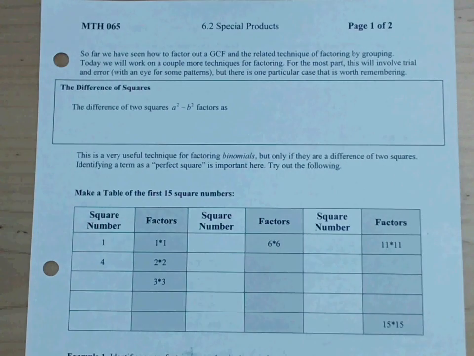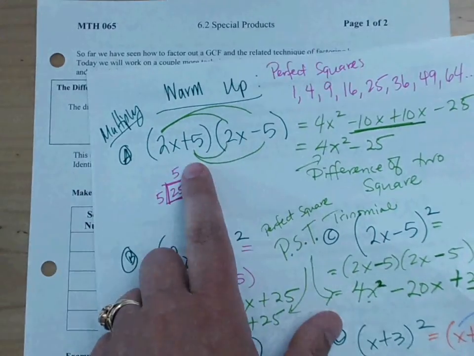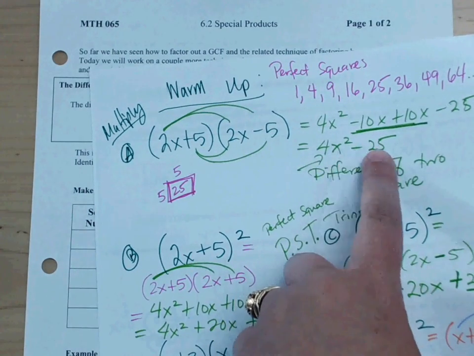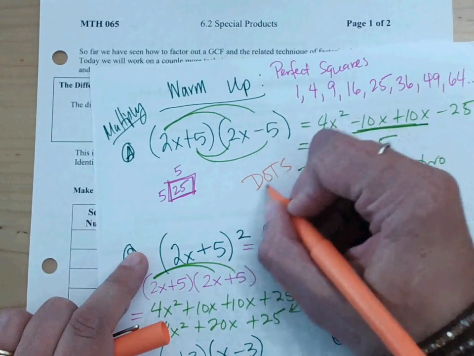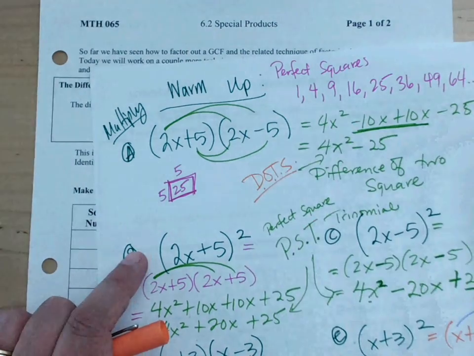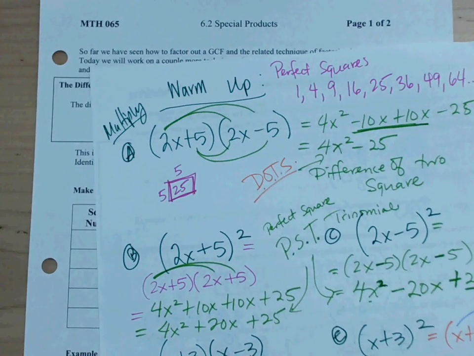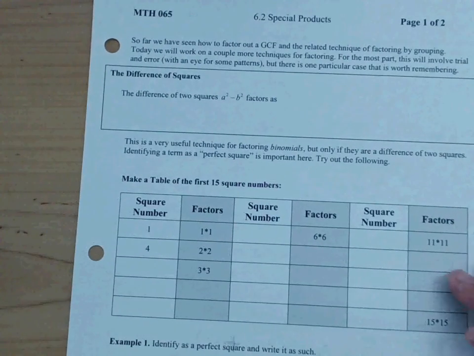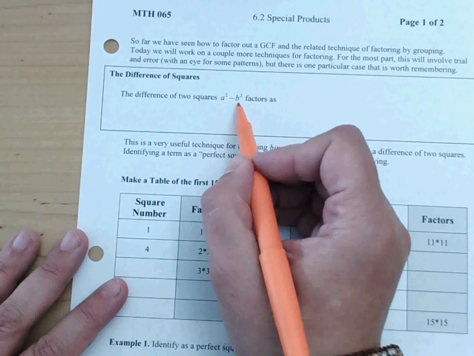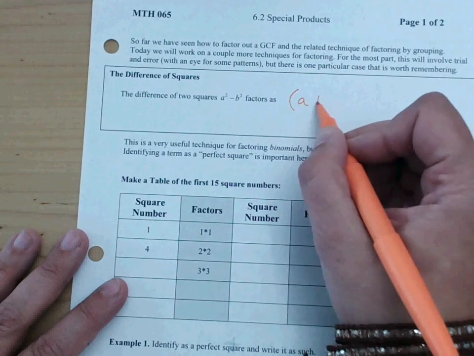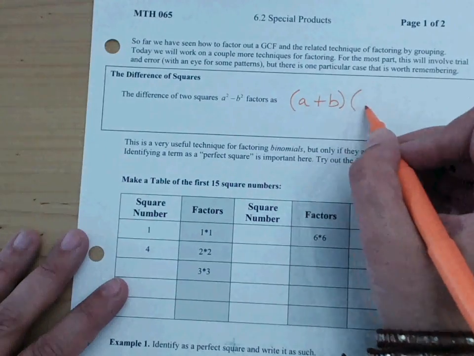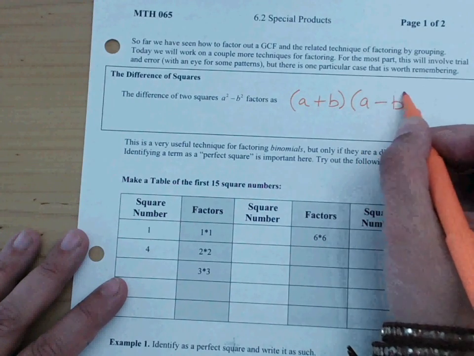The difference of 2 squares looks like this. This is the difference of 2 squares. I use the word DOTS. One of my students made it up and I liked it. DOTS, it sticks, okay? So the difference of 2 squares, a squared minus b squared, is going to factor into a plus b times a minus b.